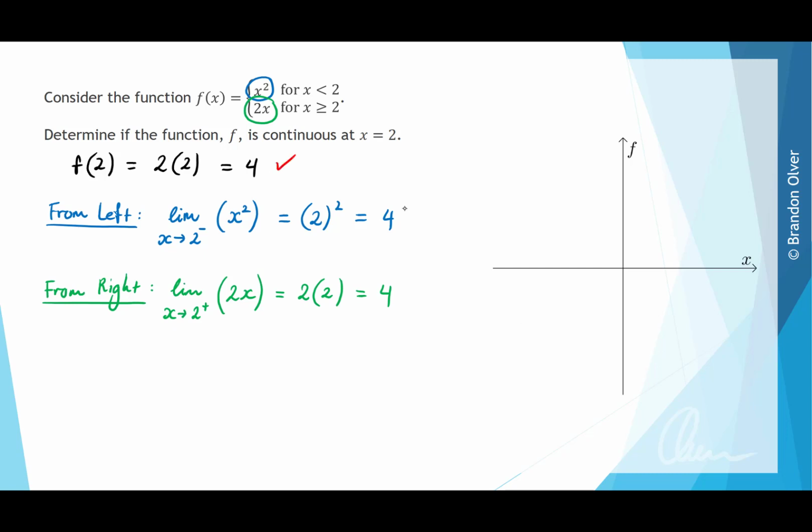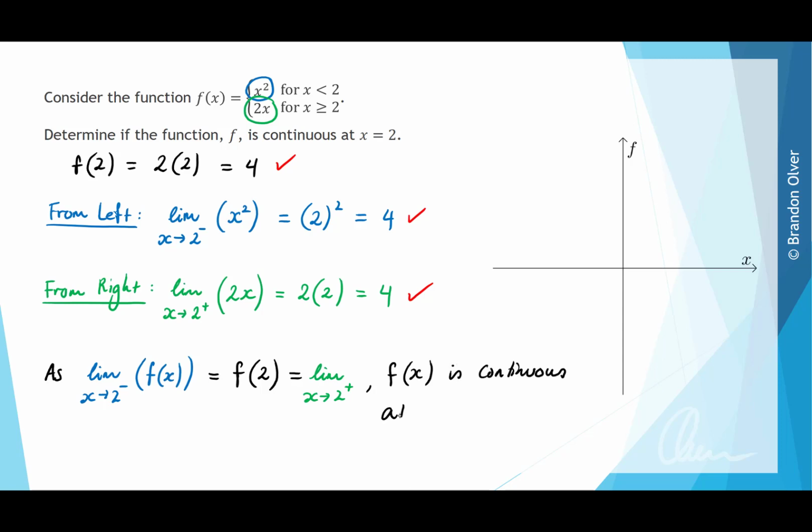So because this is equal to this is equal to this, it will mean that our function is continuous. So we can write that as the limit as x approaches 2 from the left for the function f of x is equal to the function evaluated at 2, which is equal to the limit as x approaches 2 from the right, f of x is continuous at x is equal to 2.